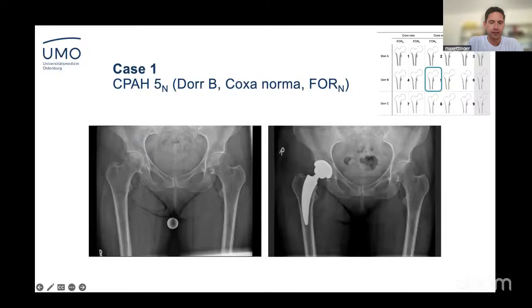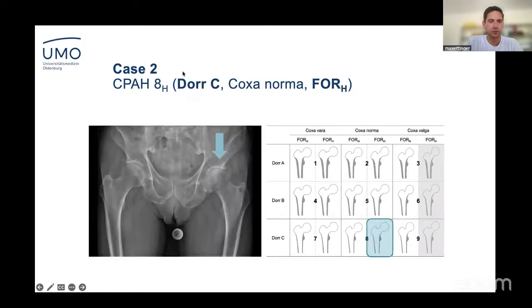So in this case, you see that with that type of stem, an anatomic short stem, you are able to keep that patient in the box. So it's a door B, coxa norma, and a normal femoral offset. And of course, that's the easiest one to reconstruct. Case 2 is a CPAH 8H, so it's a door C coxa norma with the high femoral offset.